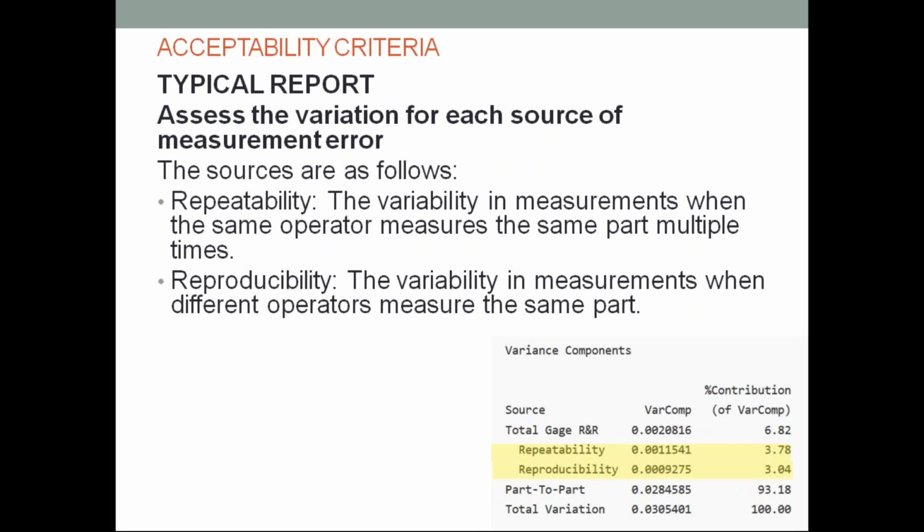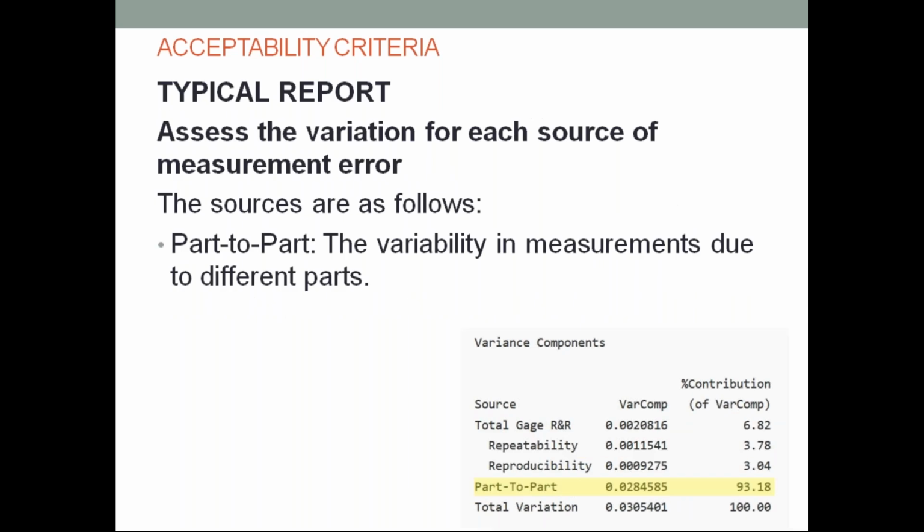The next thing you look at is your repeatability and reproducibility. Repeatability, again, is the variability of the measurements when the same operator measures the same part multiple times, and the reproducibility is the variation between the operators. In this particular case, they're very similar, so it'd be difficult to tell if one was a problem versus the other.